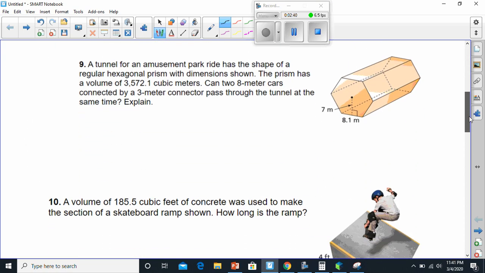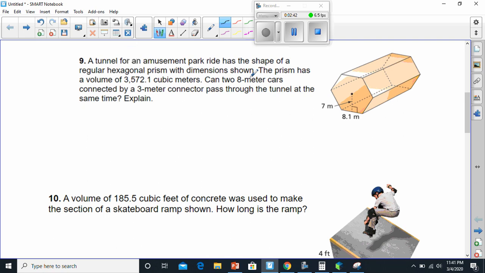Number 9 says, a tunnel for the amusement park has a shape of a regular hexagonal prism. Hexagonal means it has 6 sides. With the dimensions shown, the prism has a volume of 3,572.1 cubic meters. Can 2 8-meter cars connected by a 3-meter connector pass through the tunnel at the same time?